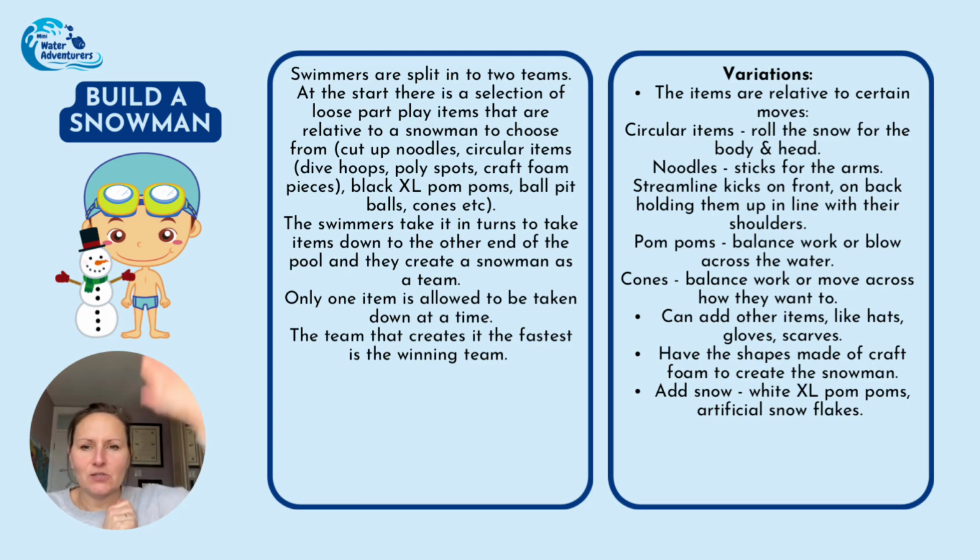Ideally it's 25 meters, so you can use wall to wall, and they're going to create and be very creative and create their snowman out of the equipment that you have provided. Only one item can be taken down at a time, so they can't put everything underneath their armpit and off they go. They have to do one at a time. They swim down, place it, and then they swim back, and then the next swimmer goes down. It's basically the team that creates the snowman the fastest.